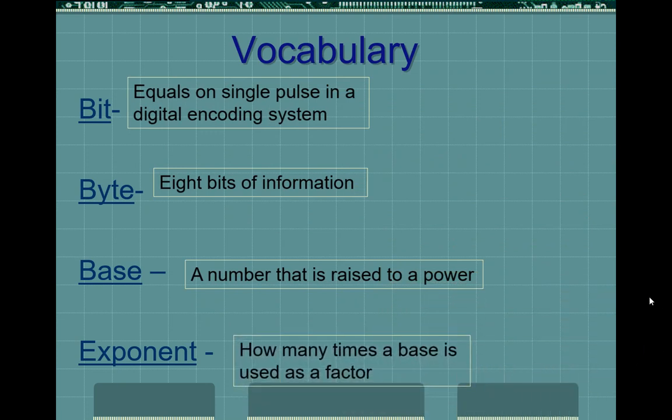Bit and byte come from our computer knowledge. A bit is equal to a single pulse in the digital decoding system. A byte contains 8 bits of information. And then base and exponent come from a math class where it is a number raised to a power, something like 2 to the 5th power. The 2 would be the base, and the 5 would be the exponent.